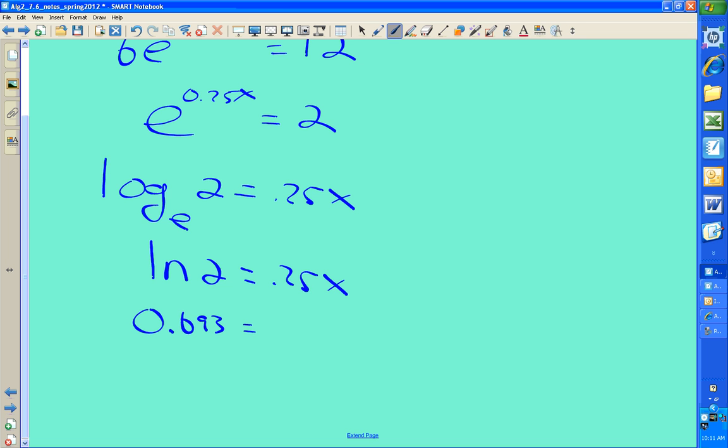0.693. Leave it on your calculator without erasing it. So you leave the full number on your calculator because how do we solve for x? Divide by 0.25. And you don't want to use the rounded 0.693. You want to divide the entire natural log of 2 by 0.25. So you're going to get 2.7.